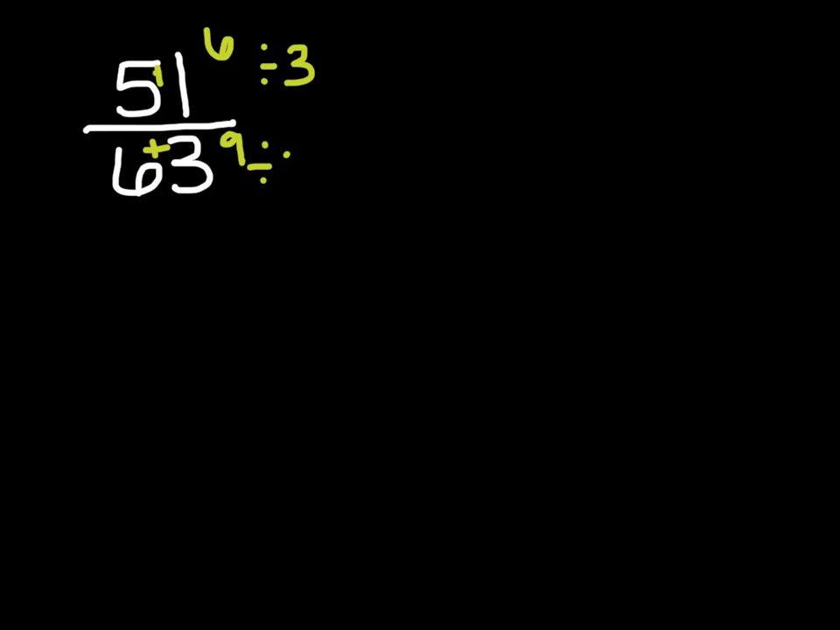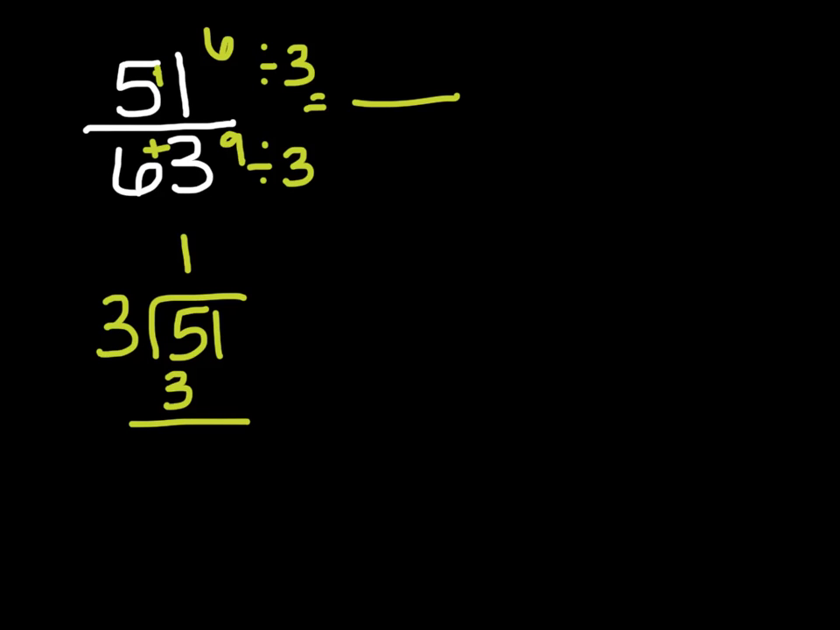And again, if I don't know one of these by heart, I can just do the division off to the side. So if I do 51 divided by 3, 3 goes into 5 one time. And when you multiply and then subtract, you get 2 and drop your 1. And 3 goes into 21 7 times. So 51 divided by 3 leaves me with 17 as my numerator.